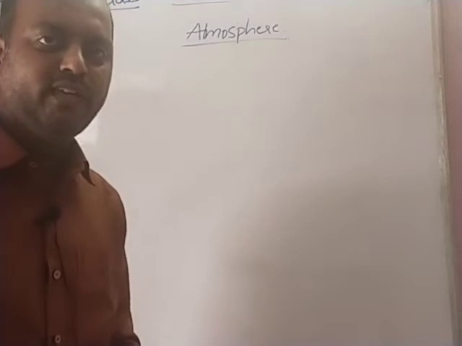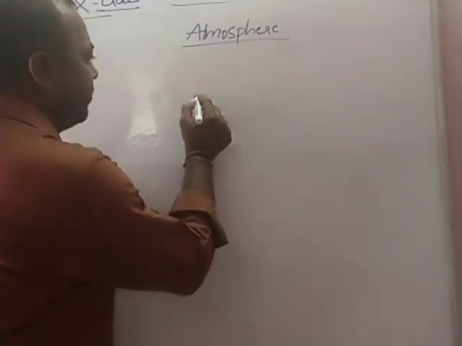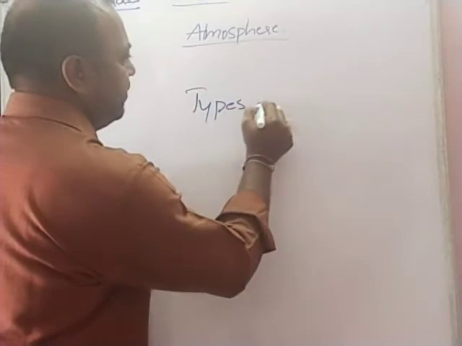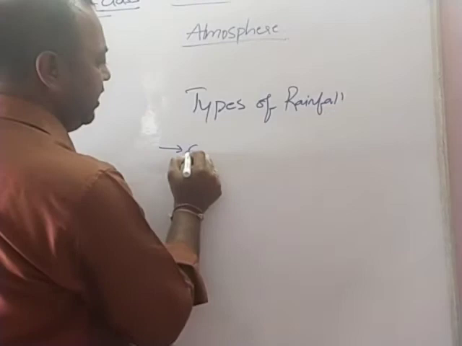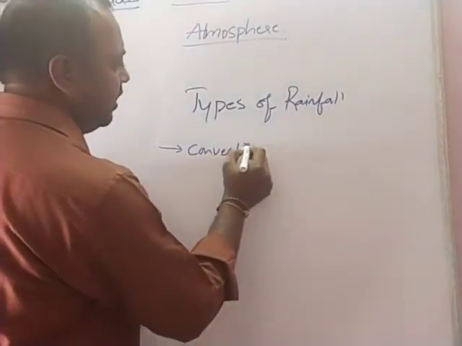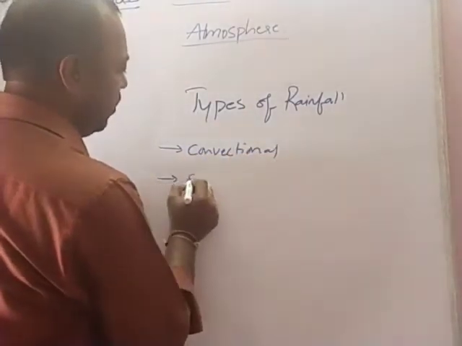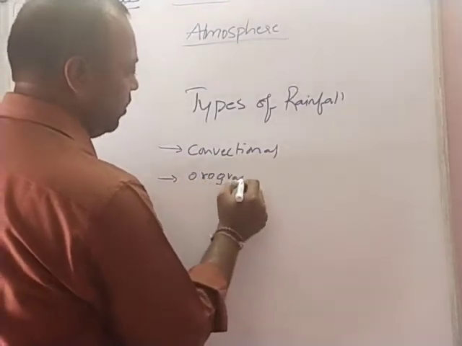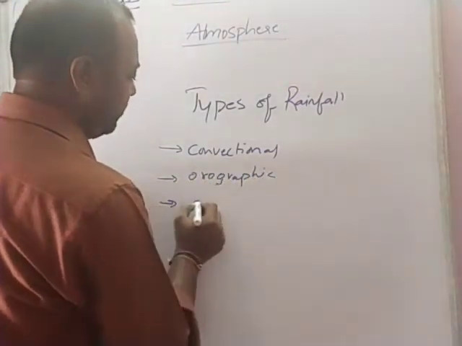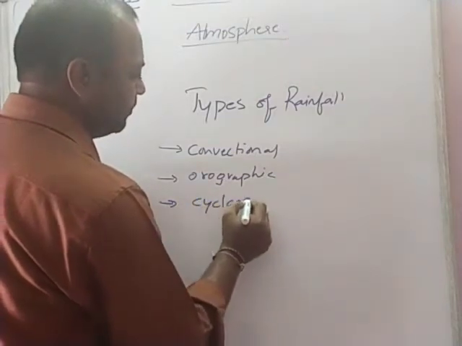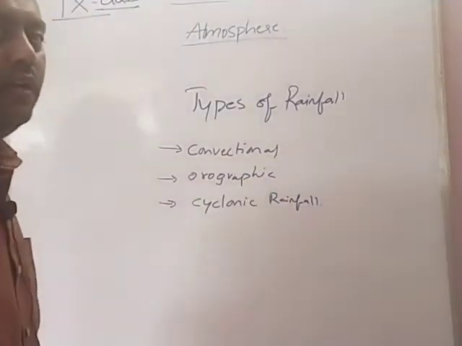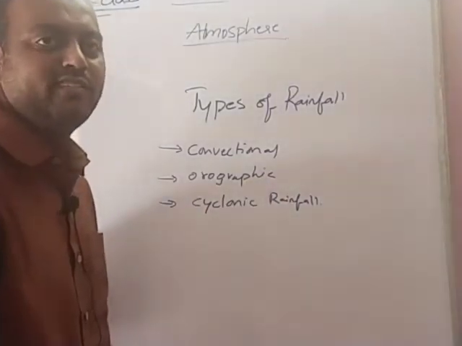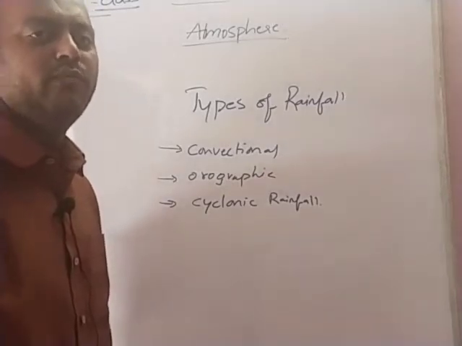Coming to the types of rainfall, there are three types of rainfall, children. I will talk about the types of rainfall today. One is convectional rainfall, the second is orographic rainfall, and the third is cyclonic rainfall. These are the three types of rainfall. Let us see them in detail: what is convectional rainfall, what is orographic rainfall, and what is cyclonic rainfall.